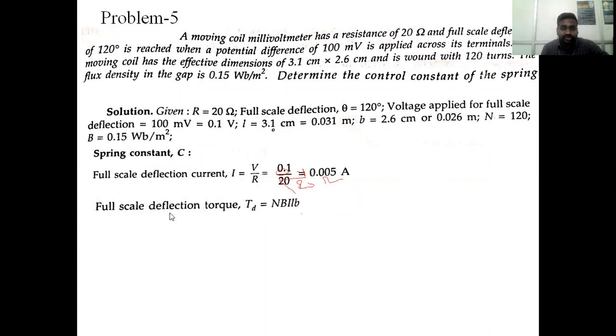So if you go to the next thing, that is full scale deflection torque. In order to find out full scale deflection torque, we need to find out the deflection torque, that is T suffix D. Most of you are familiar with this formula: number of turns into maximum flux density into current into length into breadth. N is the number of turns, capital B represents the flux density, I represents the current, L represents the length, and b represents the breadth. We know most of the parameters. If we substitute one by one, capital N is equal to 120, B is equal to 0.15.